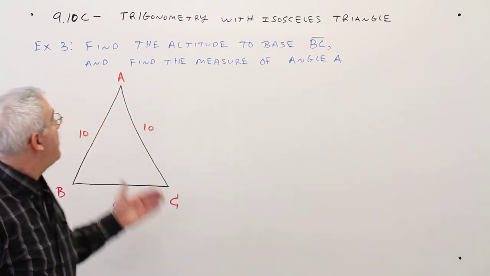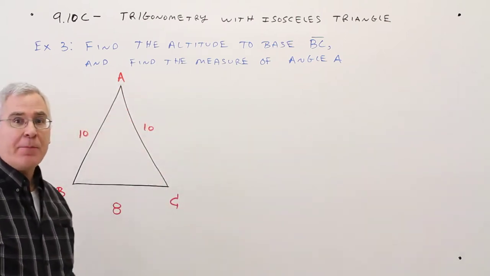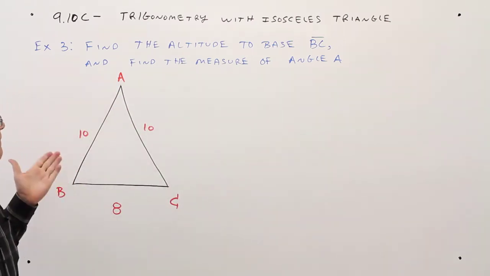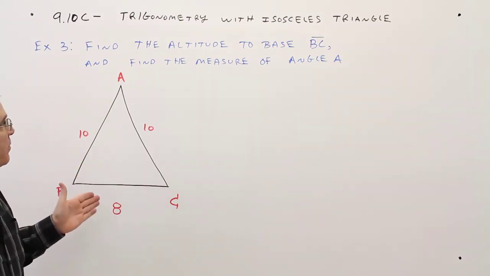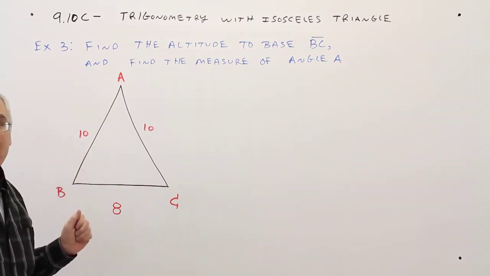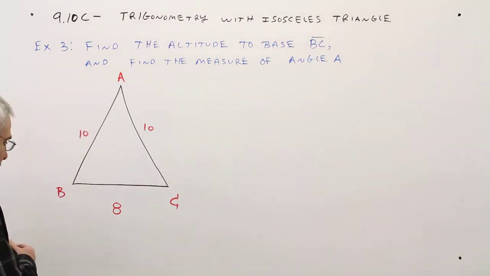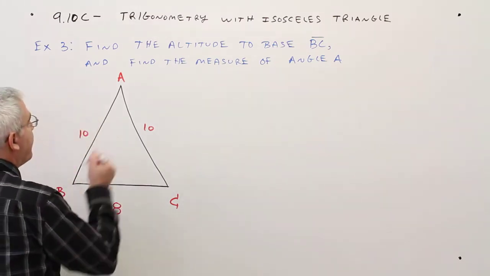Welcome to video 9.10c, trigonometry with an isosceles triangle. Here's example 3. Find the altitude to base BC and then find the measure of angle A in this triangle. All right, so for the altitude, first what we'll do is we'll draw it.